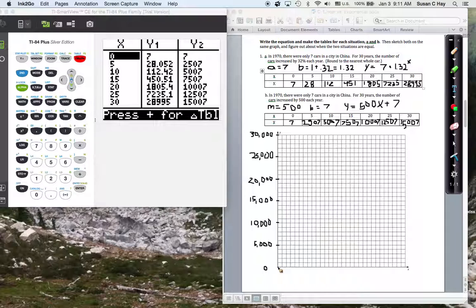Starting at 0, 1, 2, 3, 4, 5, 6, 7, 8, 9, 10. This is going to be years. 11, 12, 13, 14, 15, 16, 17, 18, 19, 20. My 20 will go there. 21, 22, 23, 24, 25, and then 30. So here's 30. This is going to be time in years.